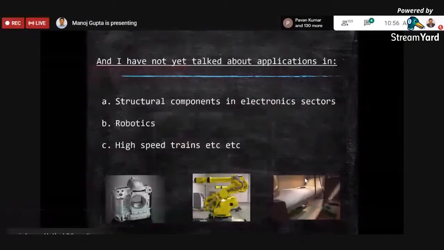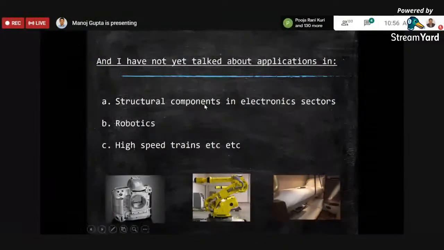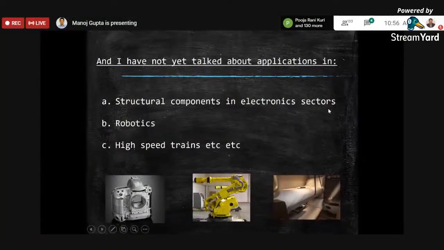Now, these are only some of the applications. I have not even talked about applications or structural components in the electronic sector, like the frame of the camera. The Samsung phone uses magnesium casing. Robotics, for example, currently steels are used, but you know how much energy you need to move the steel component? What happens if you replace it with aluminum or magnesium? You will need much less energy.